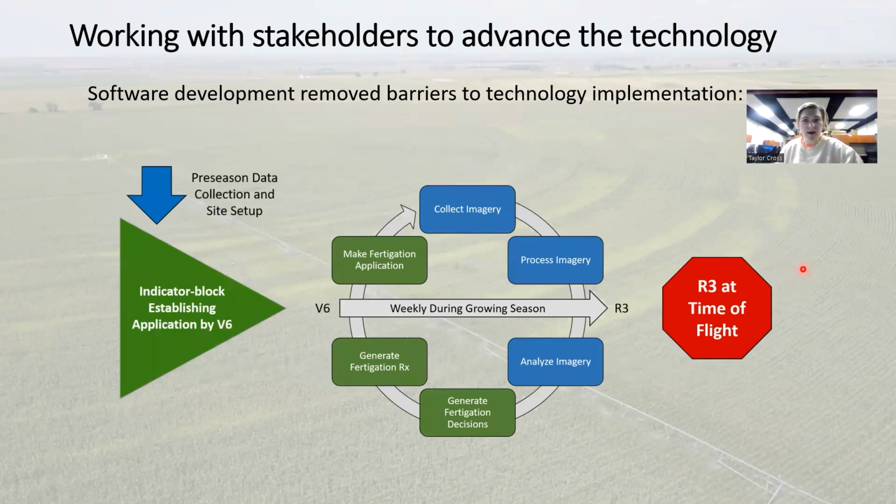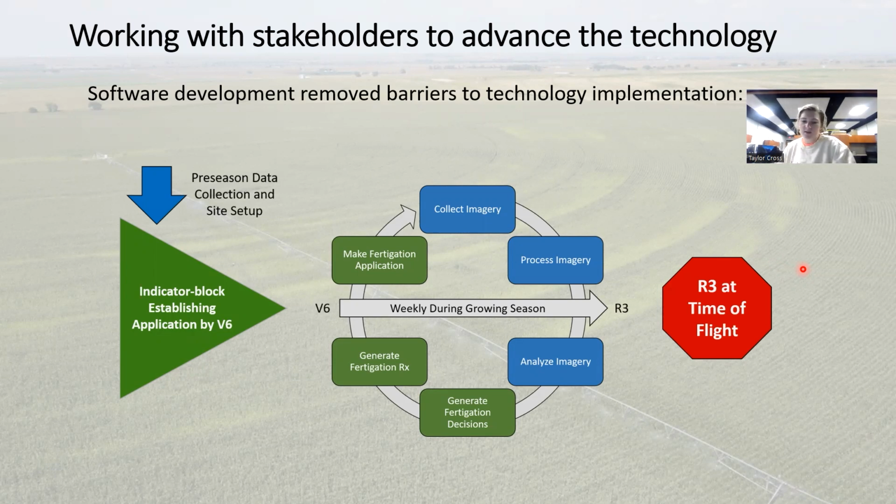I'm going to talk a little bit about how we actually implemented these studies. And so what we're doing is we're flying UAVs that have multispectral sensors on them in order to detect nitrogen deficiency. And then we make an in-season fertigation application and put on the nitrogen that way.